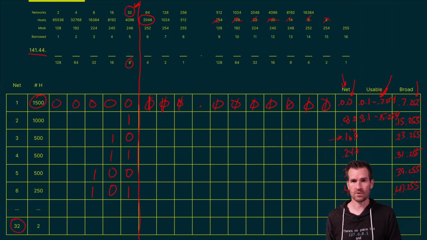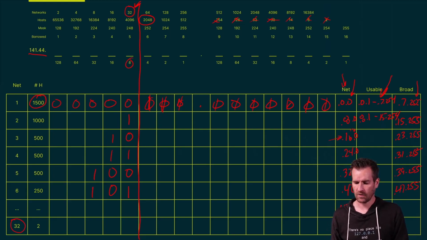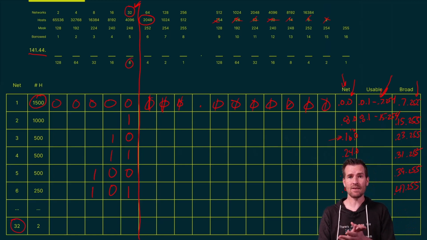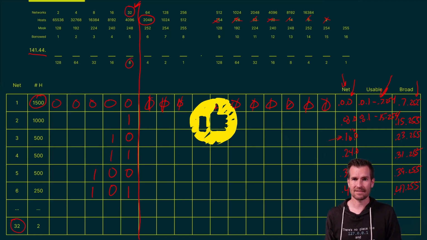for the usable host address, and that is fairly straightforward at this point. As always, I would just check your work again, make sure that you are good to go, and make sure you have this down before you proceed on to the next set of videos.